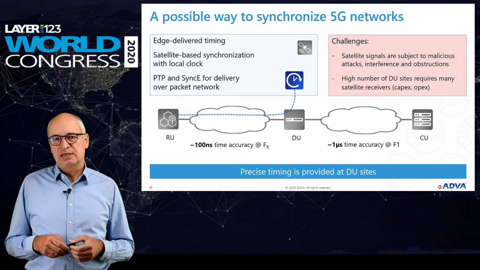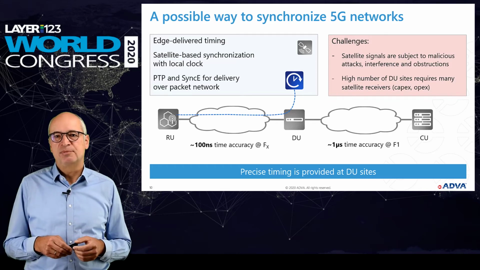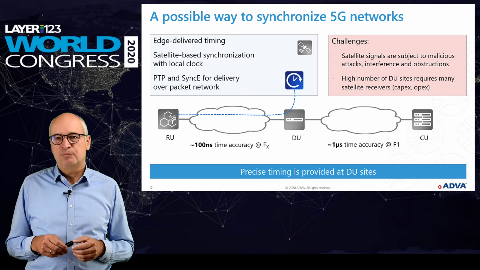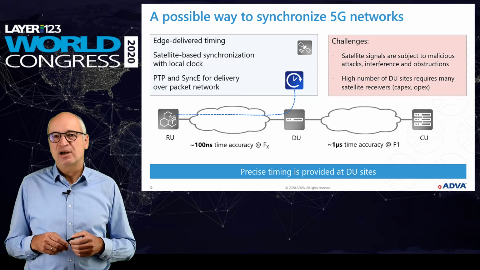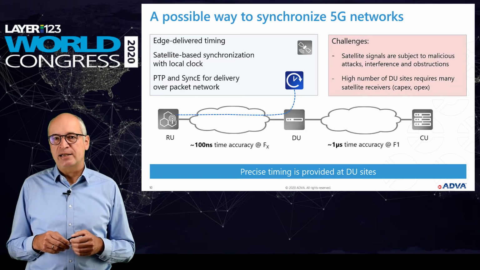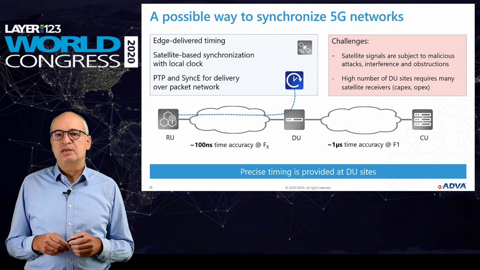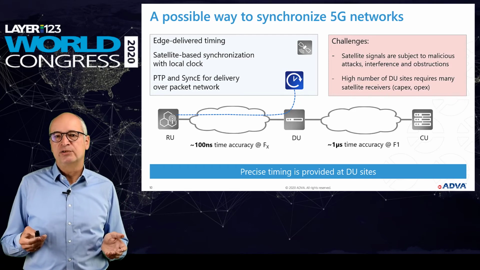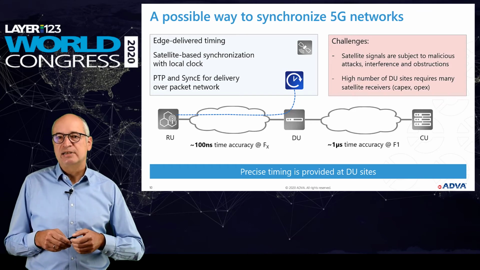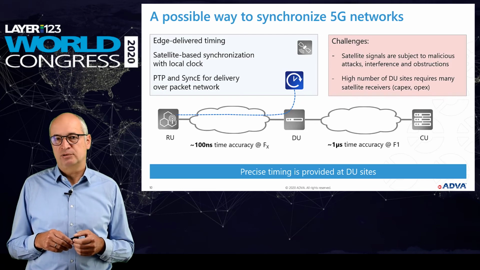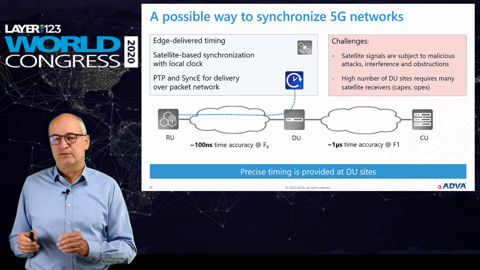I showed this architecture, radio unit, distributed unit, central unit, before in the diagram. One thing I would like to point out here is that latency requirements and time accuracy requirements are much higher the closer you come to your radio base station. So between the radio unit and the distributed unit, in this segment, the absolute time accuracy needs to be in the range of 100 nanoseconds and better. That's a much tighter requirement than in the CU-DU part of the network.